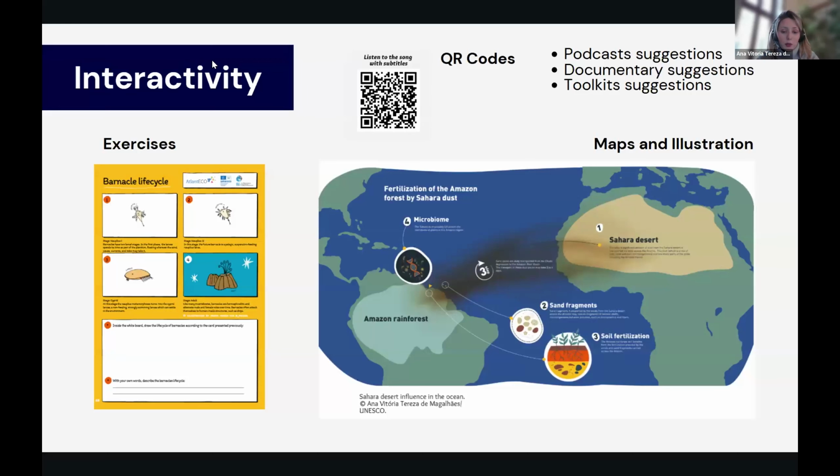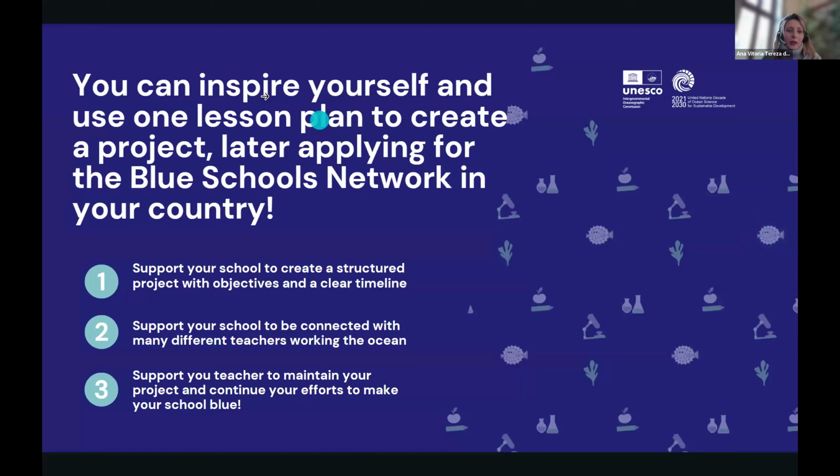some scientific concepts. This is, for example, the fertilization of the Amazon forest by the Sahara Desert, and also how the dust from the desert interacts with the ocean. So that's something that you can also bring to your students in a geography class, for example, which is highly interactive. But in the toolkit, we have many examples of those illustrations. And you can also inspire yourself by this toolkit.